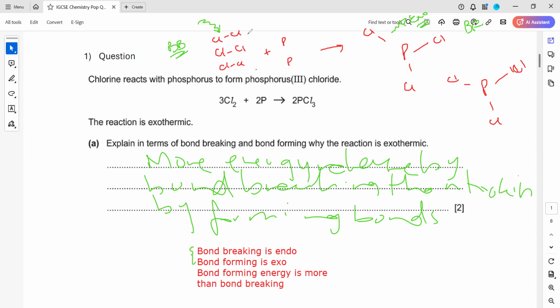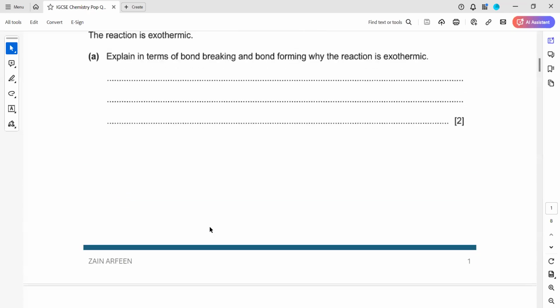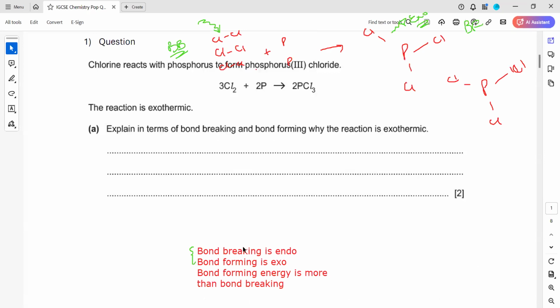So any reaction that occurs, there is always some energy needed to break the bonds. Some energy is released when the bonds are formed. We check which proportion is greater. If the bond breaking is greater, then we say it is endo. If the bond forming is greater, we say it is exo. So the first point will always be the same. The second point changes only if it was an endothermic reaction, then we say the bond breaking is more than bond forming.